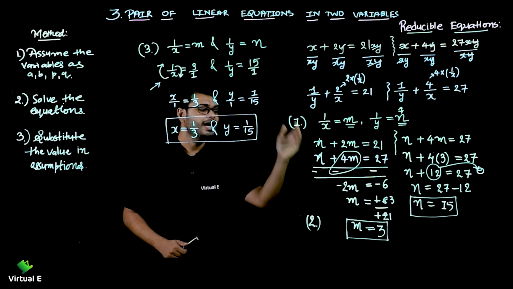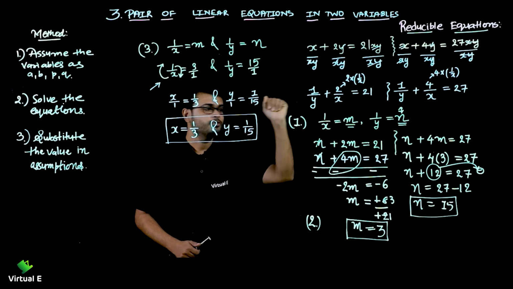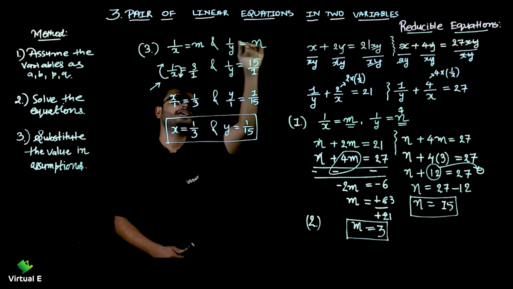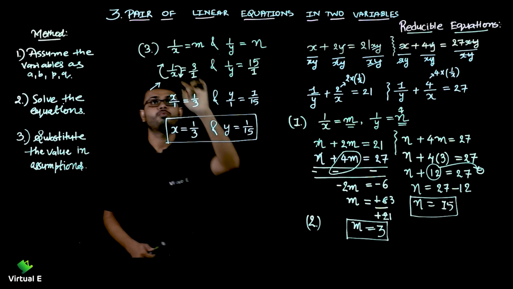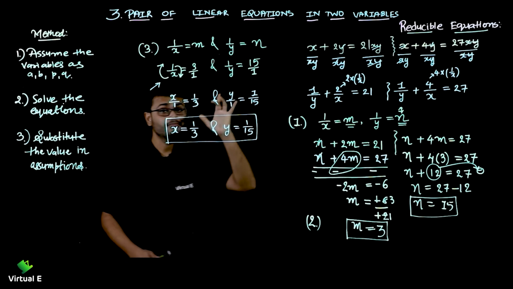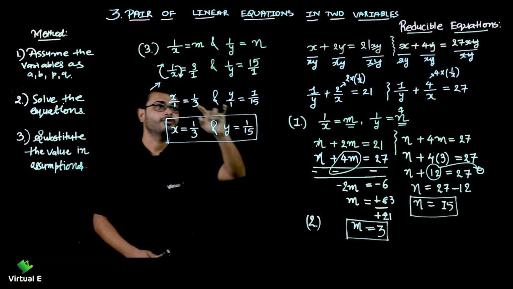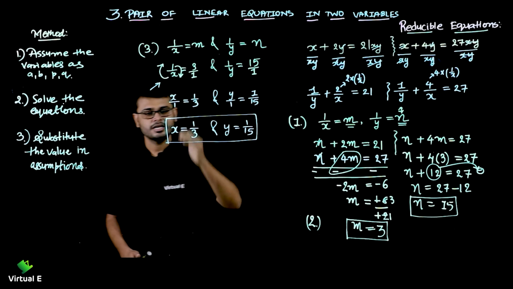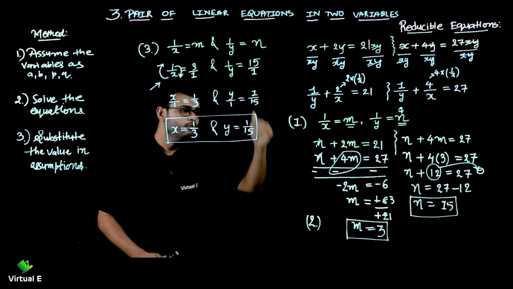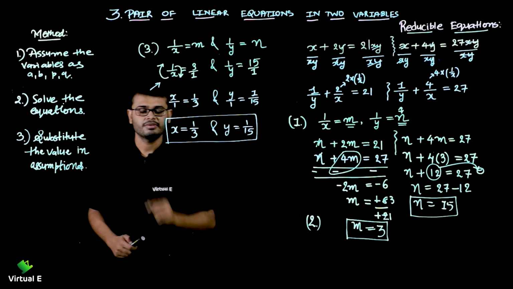Where I started, I am going to put the same value in those equations, which is 1 upon x is equal to m and 1 upon y is equal to n. So 1 over x is equal to 3 and 1 over y is equal to 15. Remember, you need to take the reciprocal here. Then only you will get the value of x and y. So my solution is x is equal to 1 upon 3 and y is equal to 1 upon 15. So this was the first case of reducible equations.